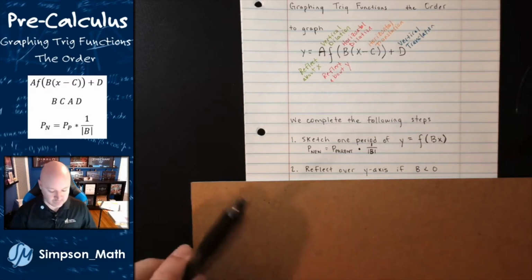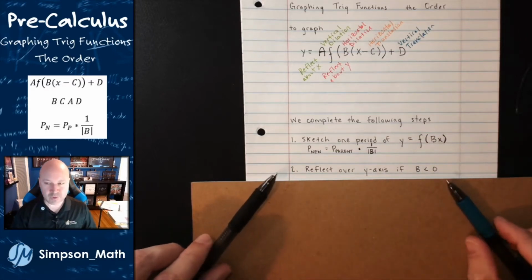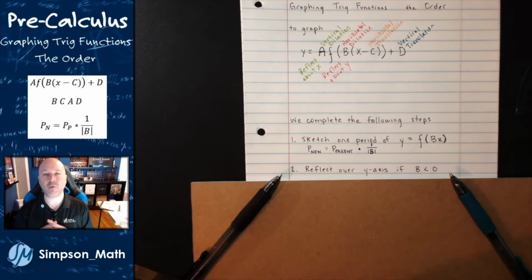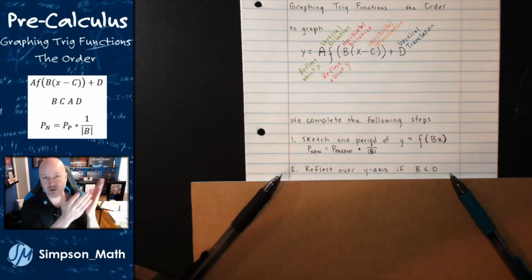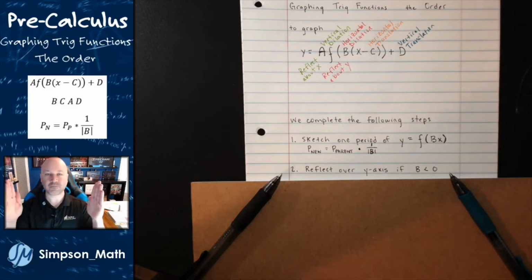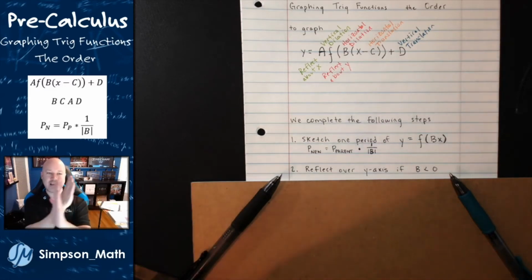Now, if you do have a reflection about the y-axis, you may want to pick your interval wisely. Let's say you have a cosine wave that starts at 0, because you decide to do that, and you draw it out to 2 pi to show a full period, but then you have to reflect it to the other side of the y-axis.